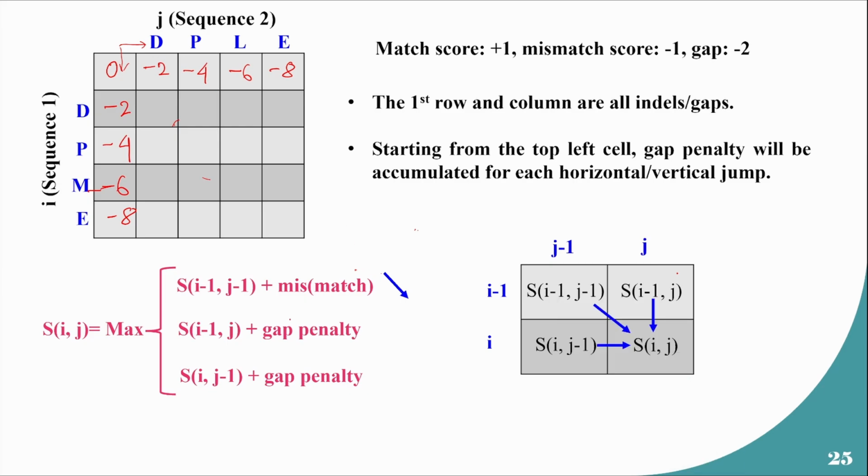So if we take this one, for the S i minus 1, j minus 1 cell, if we trace the path for this particular cell, what will be the score for this grid? If we trace the diagonal path, what will be the score? We have been given a match score of 1, a mismatch score of -1, and a gap of -2.